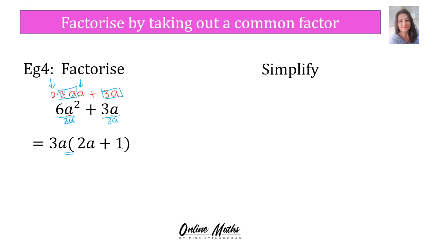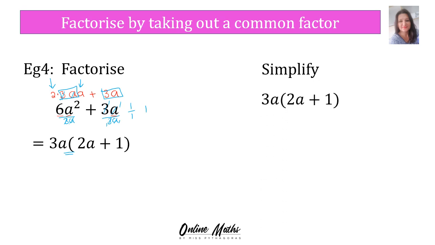And then on the other side, when we take out 3a, then we say 3 goes in itself once, 3 goes in itself once, a will cancel with this a. And remember, a 1 over a 1 is a 1. So that's why we're left with, inside the bracket, 2a plus 1.